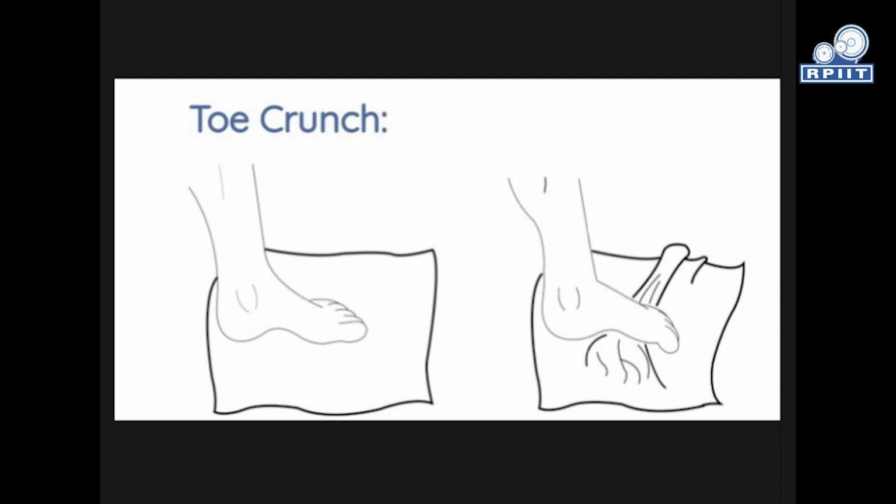Now some exercises used for hammer toe. The toe crunch is the most important exercise for hammer toe. Firstly, the patient should be comfortable on a chair. Then put a towel just underneath the upper half of your affected foot, with the heel firmly planted on the ground, and use your toes to crunch the towel up. Hold this position, and repeat 10 to 20 times.